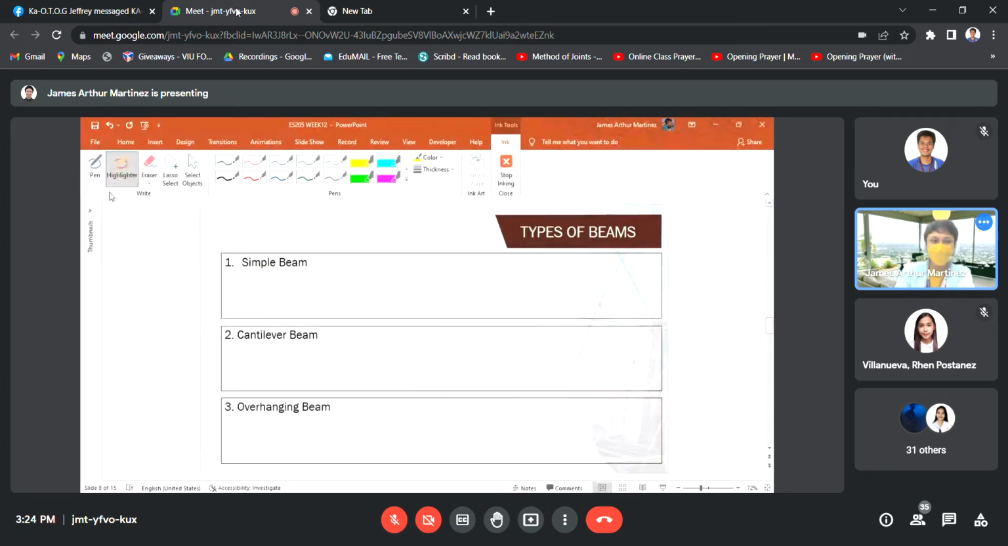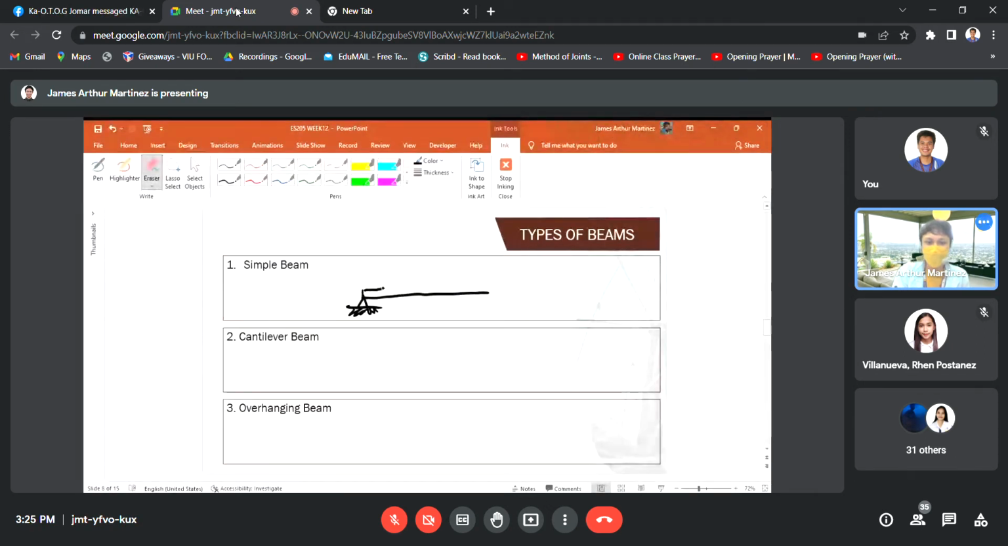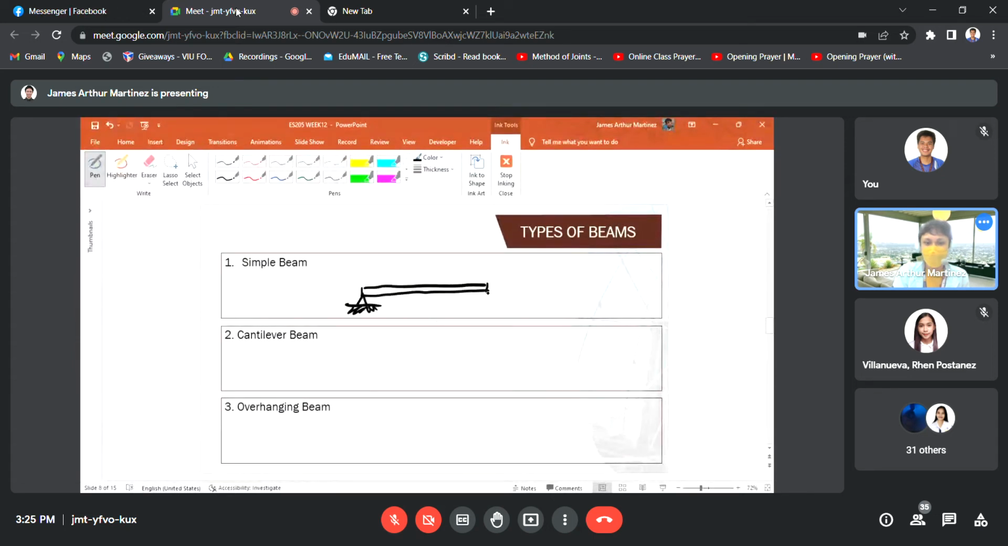Okay, so for the basic types of beams, we have what we call the simply supported beam or simple beam. The simple beam is actually a hinge at one end, and at the other end of your structure or beam there is a roller support, class. So just like bridges.